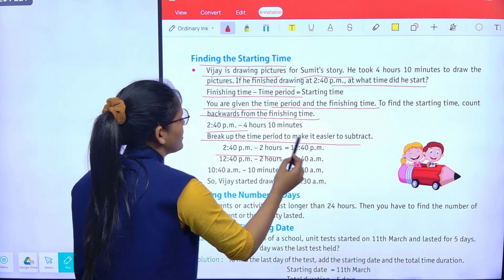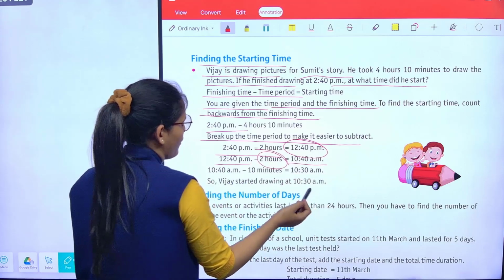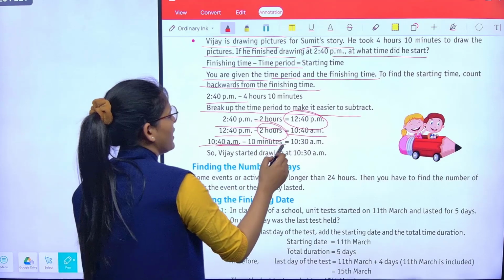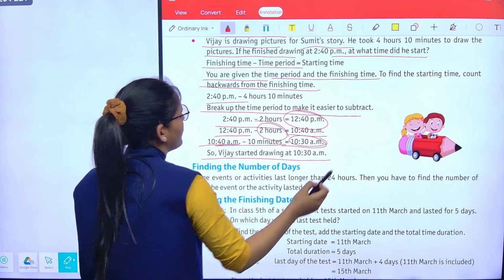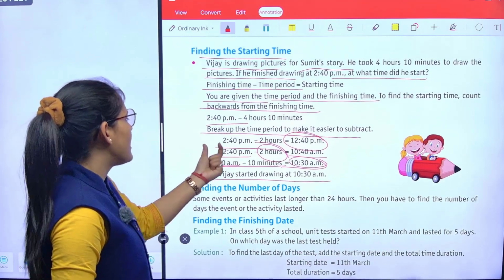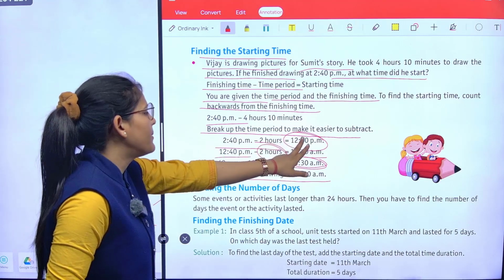Now class, 2 hours, that is 12:40. Now 12:40 minus 2 hours, that is 10:40. Now 10:40 a.m. minus 10 minutes, that is 10:30 a.m. So Vijay started drawing at 10:30 a.m. Class, see again. अब मैंने क्या किया यहाँ पर 2:40 PM में से मैंने 2 आवर्स को क्या किया? सब्ट्रैक्ट किया.